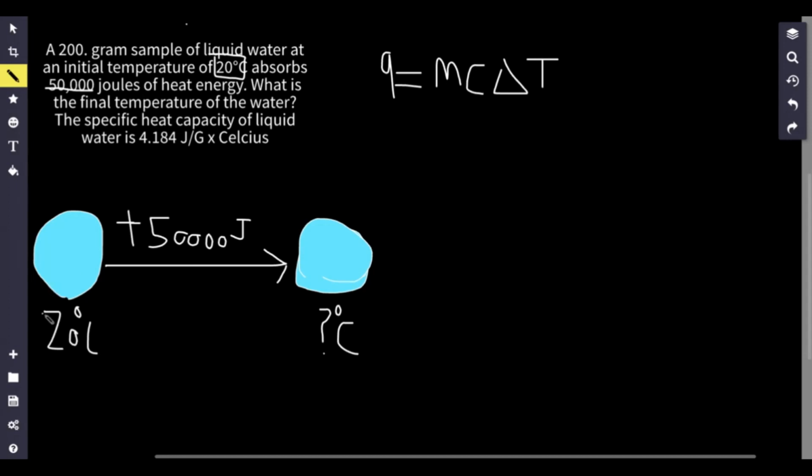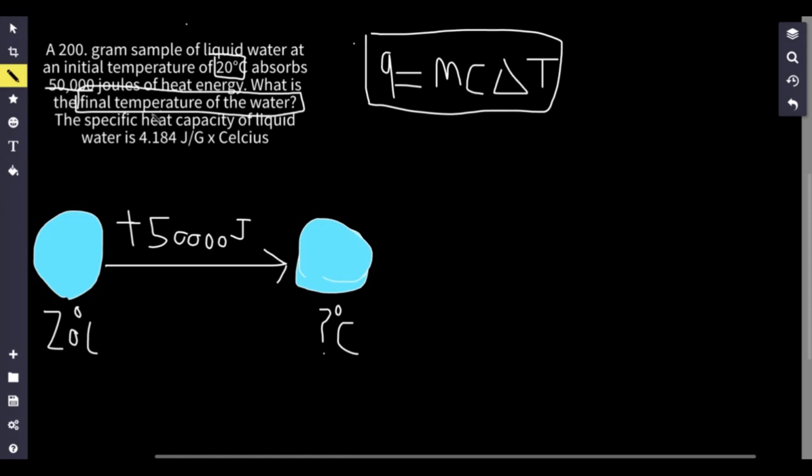Now, we start off with 20 degrees Celsius of water, we add 50,000 joules, and we're trying to find the final temperature. Because we're solving for the final temperature of the water, and we're given an initial temperature and how much energy it's absorbed, we know that there must be a temperature change. So this is why we're going to use Q equals MC delta T, because there's a temperature change from absorbing this much energy. This is not going to be a phase change because of the final temperature of the water. This is what we're given.